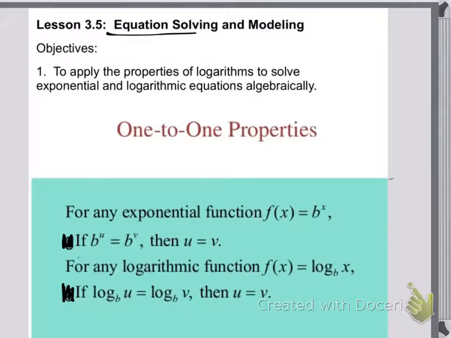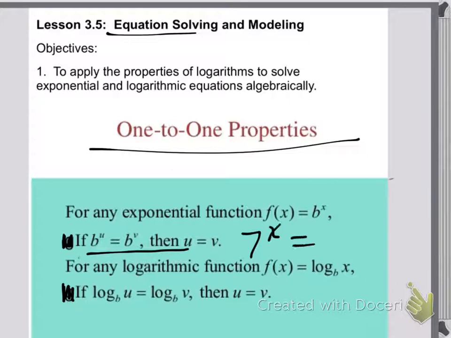In order to help us solve equations, we're going to use these two one-to-one properties, one for exponential functions and one for logarithmic functions. The exponential one says that if b to the u equals b to the v, then u equals v. Alright, so that should make sense. If we have 7 raised to the x, and then we have 7 raised to the second power, then we could say that x is going to equal 2.